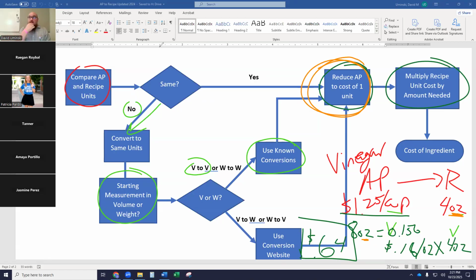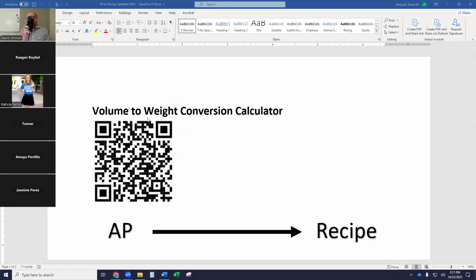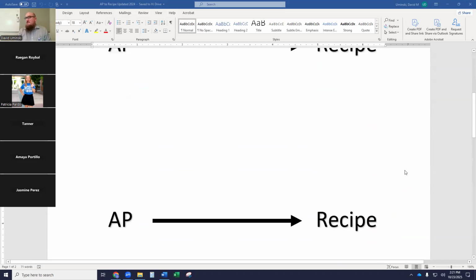Yes, very. Somewhat. Okay, good. I will post this in our projects module then. It'll be called AP to Recipe Updated for 2024. And because that also has up here on the first page the QR code for that website, if you're working on your phone, you can just scan the QR code with your phone if you want to. And then also it has just the AP to Recipe.